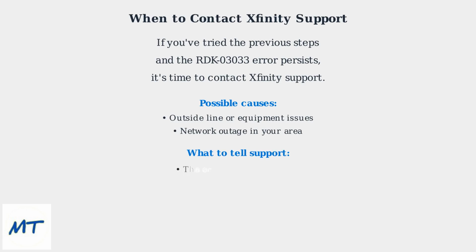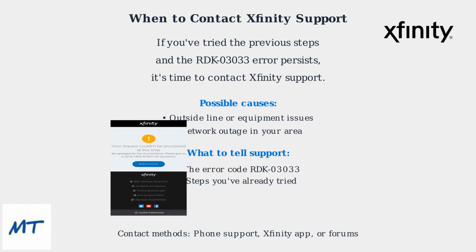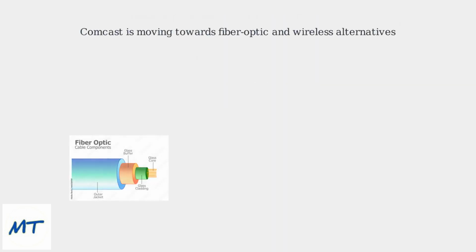When you contact support, provide them with the specific error code RDK-03033 and detail the troubleshooting steps you've already attempted. This helps them diagnose the issue more efficiently. You can reach Xfinity support through phone, the Xfinity app, or community forums. According to recent surveys, 65% of users find self-help tools satisfactory, but for persistent issues like this, professional assistance is recommended. Comcast is moving towards fiber optic and wireless alternatives, which should reduce these types of errors.